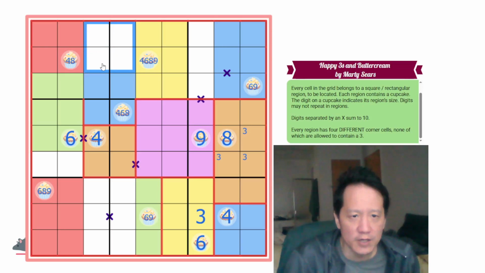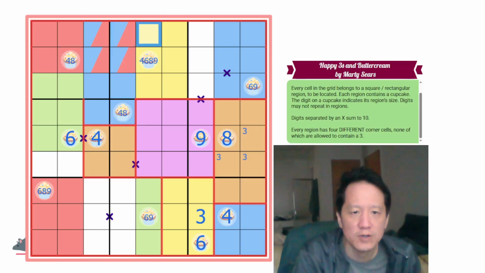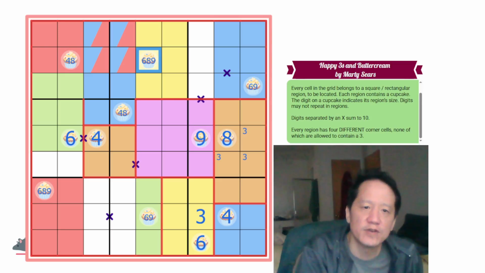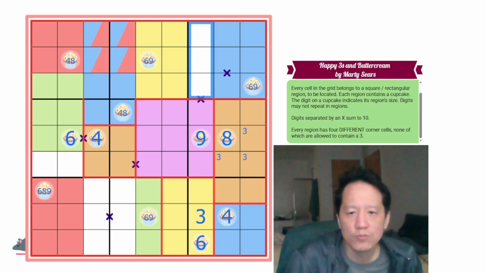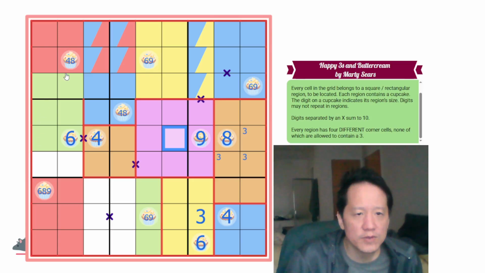This cannot be yellow, so this is either blue or red. We're not sure which. So therefore, this is 4, 8, or this is 4, 8 here. This is specifically 6 or 9, and this is 6 or 9. So this is blue or yellow. Well, this has to be 6, and therefore this is the region.